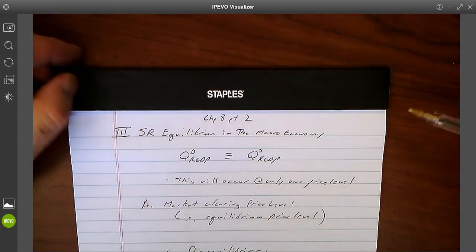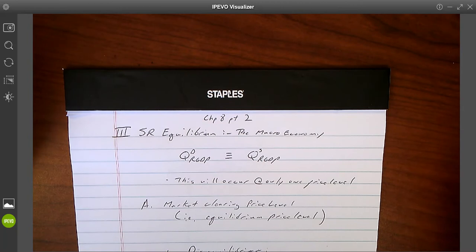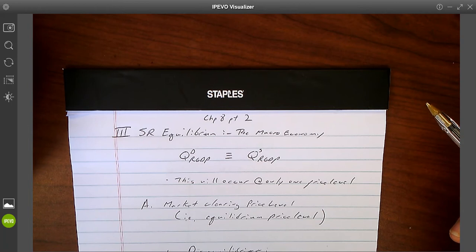Okay, so we're going to talk about short-run equilibrium first in the macroeconomy, and then later in this video we will talk about long-run equilibrium. And this is going to be a model that you're going to continue to use for the rest of the semester. So this is a very important model to learn and master.